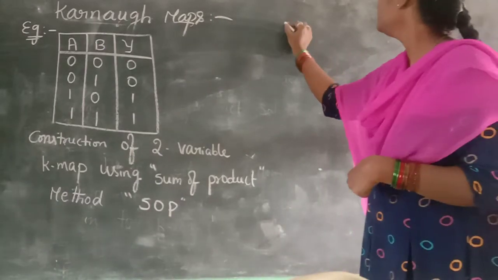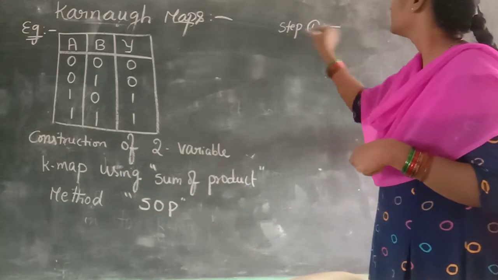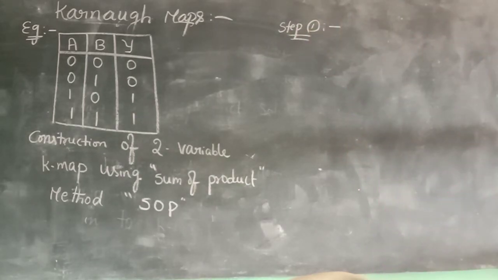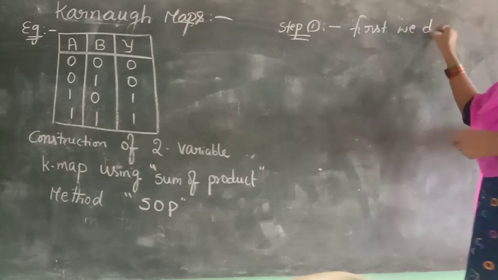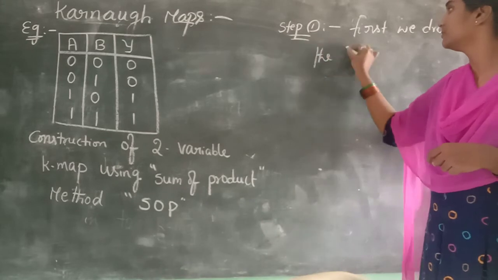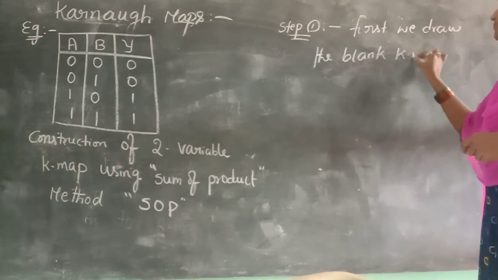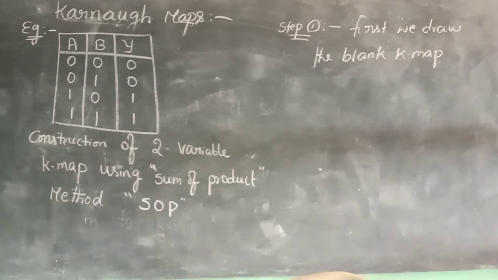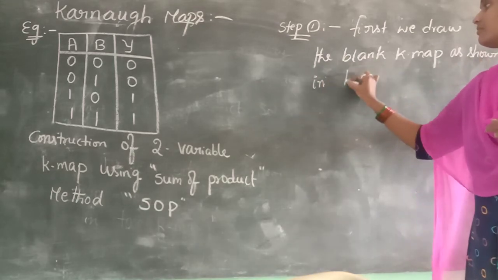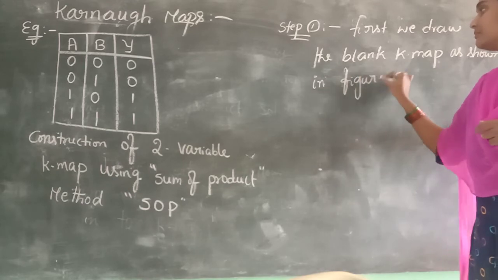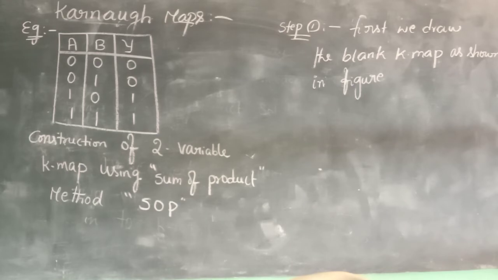Step 1. First we draw the blank K-map, nothing but a Karnaugh map, as shown in the figure. In the figure, first we must note the variables and their complements.